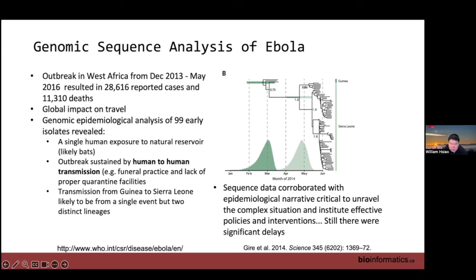from these countries. So what you can see in this diagram is that the outbreak started as a single human exposure likely to a natural reservoir, and not due to repeat exposure. Once it got into the human population, it was sustained by human to human transmission due to the lack of public health measures and also the local practice in terms of burial and in terms of the traditional healer-based medical intervention.